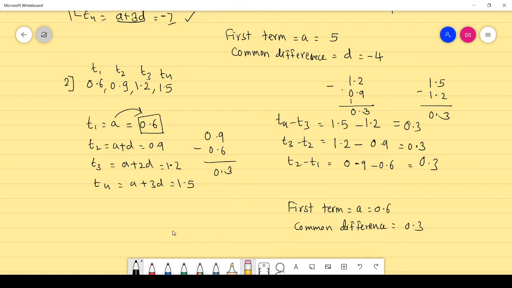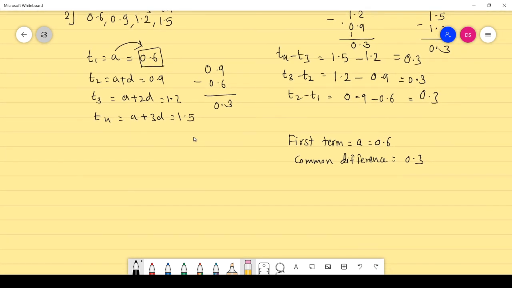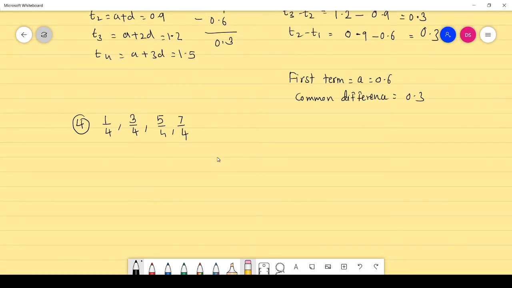Our problem is solved. Now let me solve the fourth example for you, because this lecture will be lengthy. You need to have patience, right? Fourth example: first term is 1 by 4, second term is 3 by 4, third term is 5 by 4, and fourth term is given as 7 by 4, right? So how to solve it? Quite the easiest way. What to do?